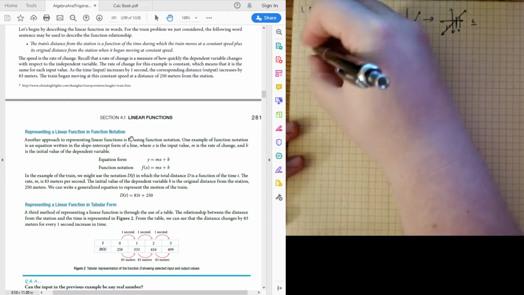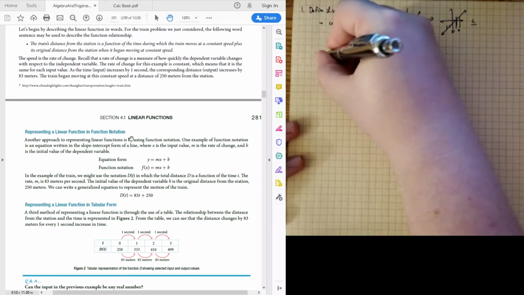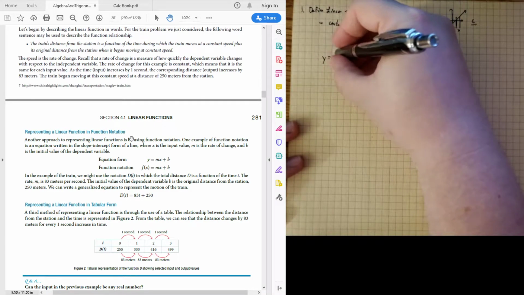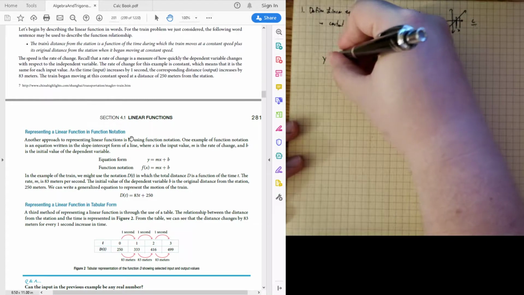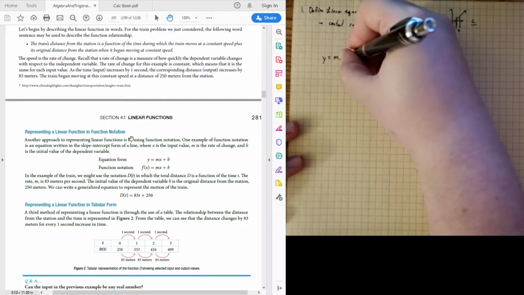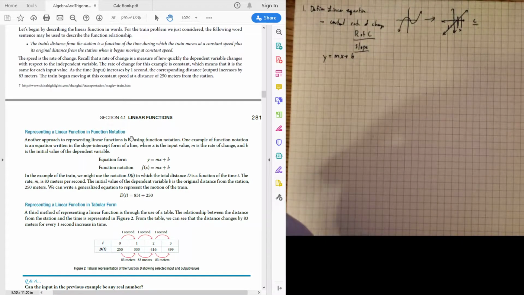There are a couple ways to write linear functions. The common way we see in algebra is in what I like to call the standard linear form, y equals mx plus b. This is a great equation. It's very common to see in an Algebra 1 classroom.